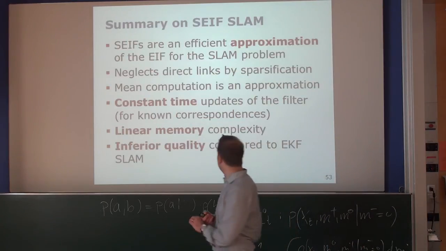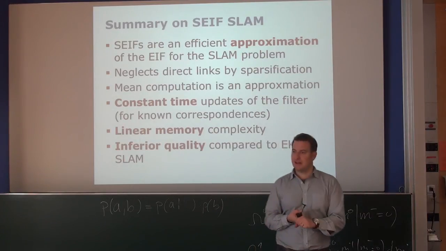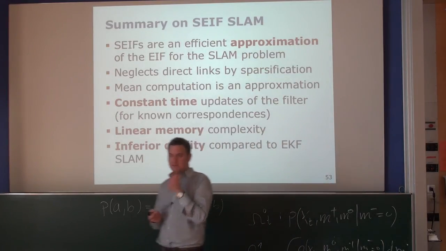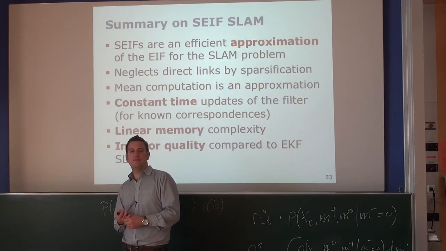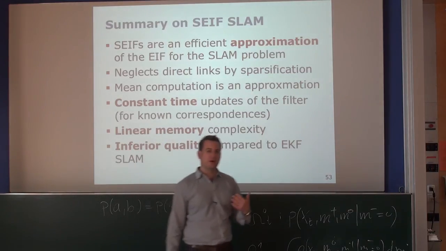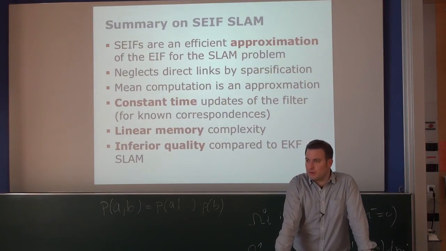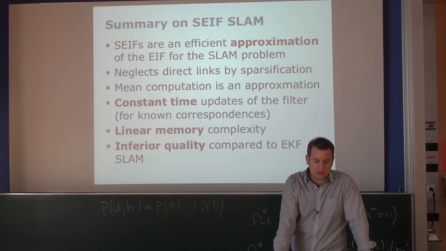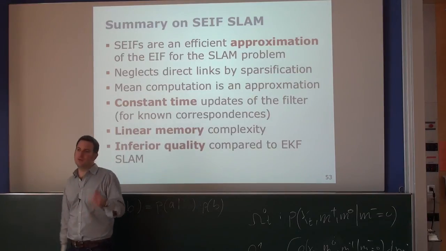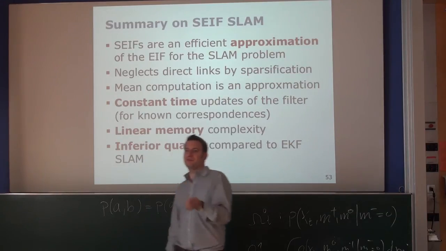So to sum that up, what I presented this week and last week was the sparse extended information filter for SLAM. This is a variant of the extended information filter which allows us to maintain sparse information matrices. And due to the sparsity, we perform much more efficiently. The sparsification means that we neglect or ignore direct links in the information matrix, assuming a conditional independence given all the other variables. This is definitely an approximation, so the quality of our solution decreases, but we are much faster in actually computing it.